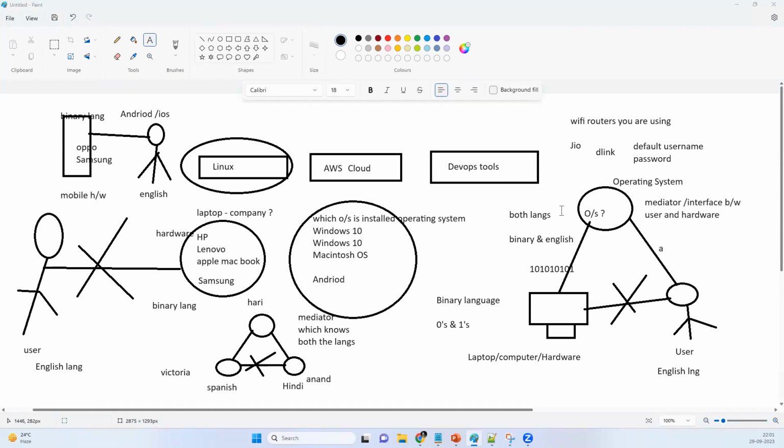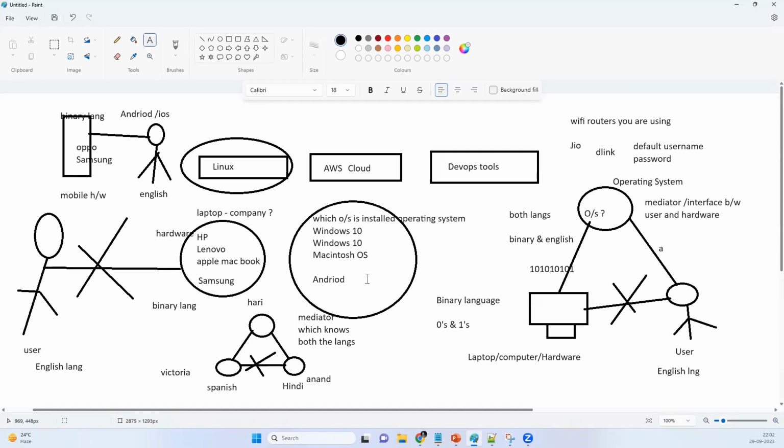Guys, understood, right? So definitely, whenever you are using any hardware, how can we interact with that hardware? Definitely with the help of the OS. The user cannot directly interact with the hardware because the user doesn't know the binary language. So who knows the binary language? The operating system knows the binary language, so the OS interacts with the hardware. The OS also knows the English language, a high-level language. So the OS interacts with the user and the hardware.